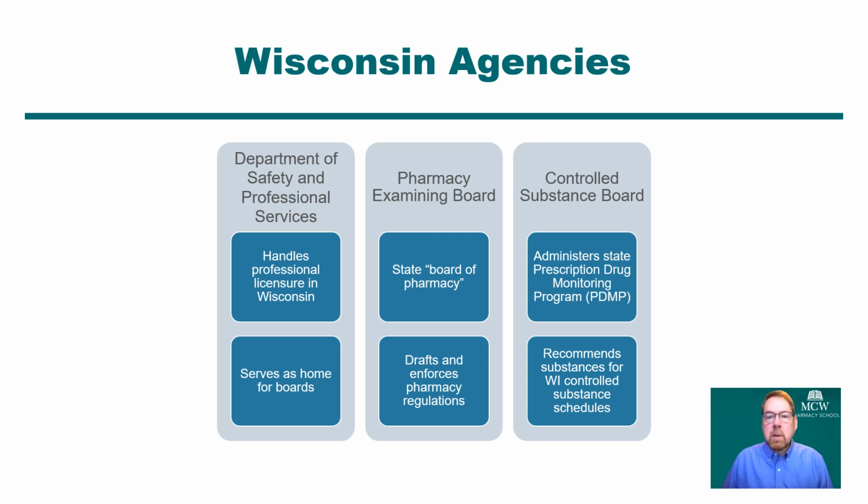In Wisconsin, we also have a Controlled Substance Board. This Controlled Substance Board is responsible for administering and creating rules around the State Prescription Drug Monitoring Program, or PDMP, for controlled substances. One of their other big functions as well is to recommend substances for the controlled substance schedules. So three Wisconsin agencies to be aware of: DSPS, PEB, and the Controlled Substance Board.